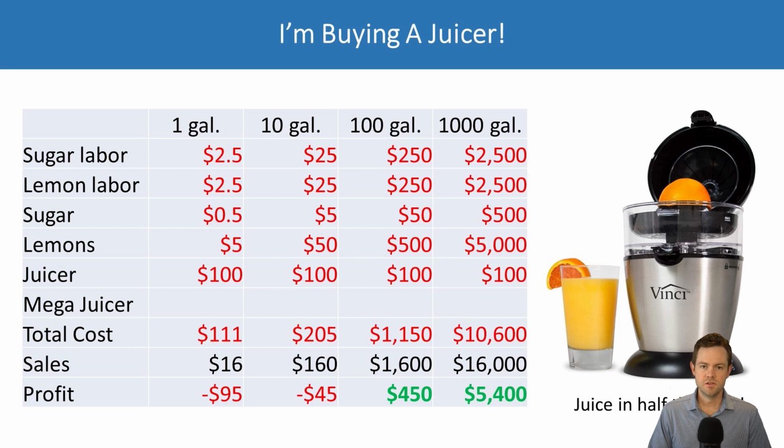Now, because of the initial cost of $100, it is not profitable at lower volumes. We're losing money at 1 gallon, 10 gallons, but at 100 gallons, we now are making more money than we were before. And this continues on to 1,000 gallons. So let's take this to the next step.